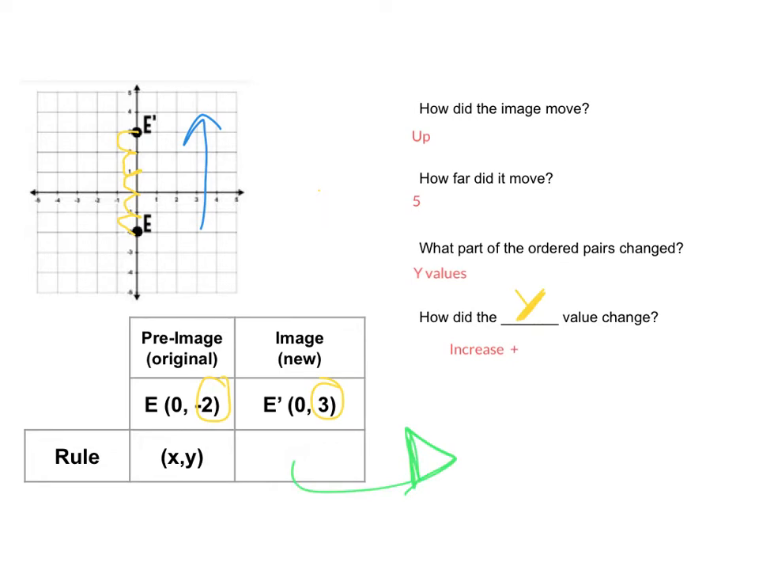So when I'm looking at this, my X values didn't change, just my Y values changed. So for my rule, it would stay X, comma, and since I know that my Y values changed and they increased, I'm going to have Y plus how far it moved, which is 5.